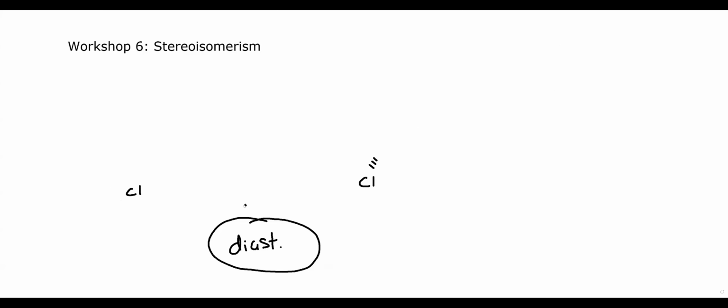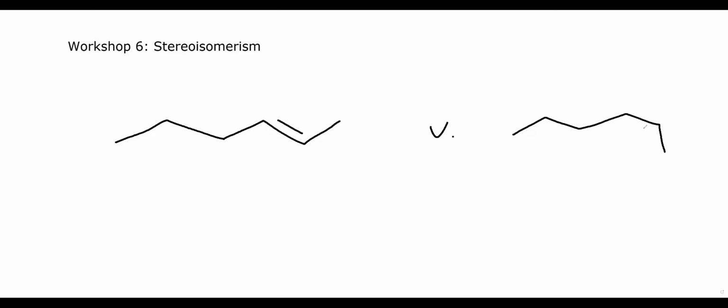Okay, and then for the final one, what is the relationship between these two molecules? So we have 1, 2, 3, 4, 5, 6 carbon chains. We have a double bond on the second carbon in both cases. Okay, double bond on the second, going from the second to the third carbon. In one case, we have a trans double bond, meaning the functional groups are on opposite sides of this double bond. And on the right here, we have a cis double bond.